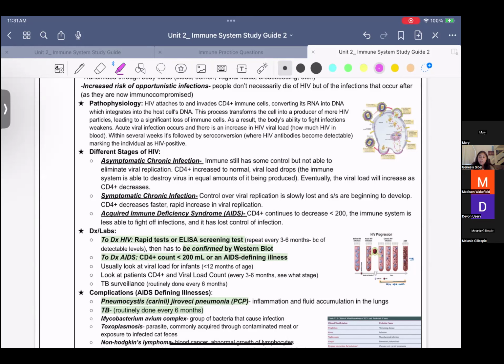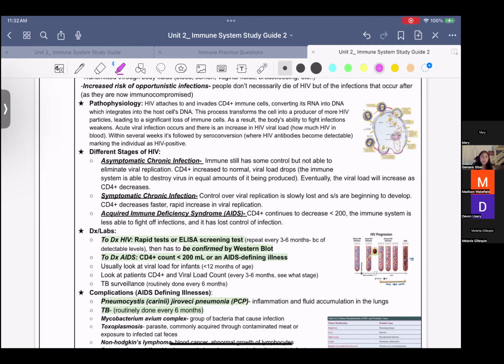So as a result, the body's ability to fight the infections weakens because you don't have any more, and the acute viral infection occurs, and there's an increase in HIV viral load. So how much HIV is in the blood. That is something you do have to know for viral load. This is how much HIV is actually within the blood. I would just think about it exactly like it says, viral load, how much of it is within that blood itself.